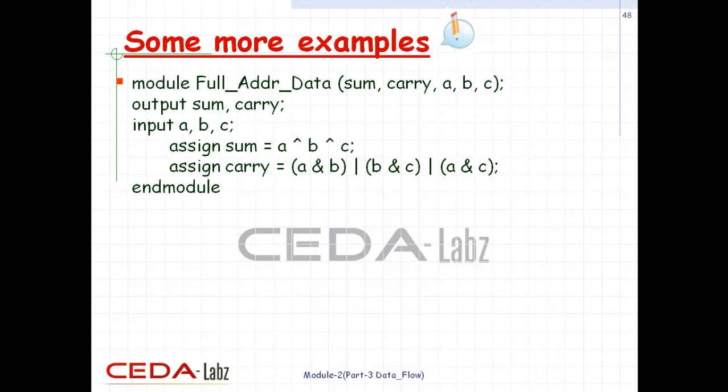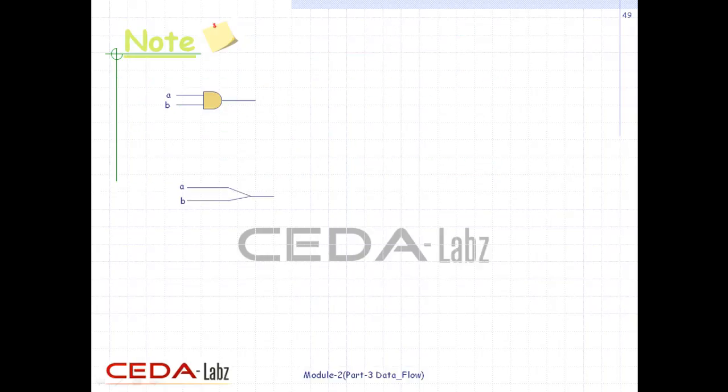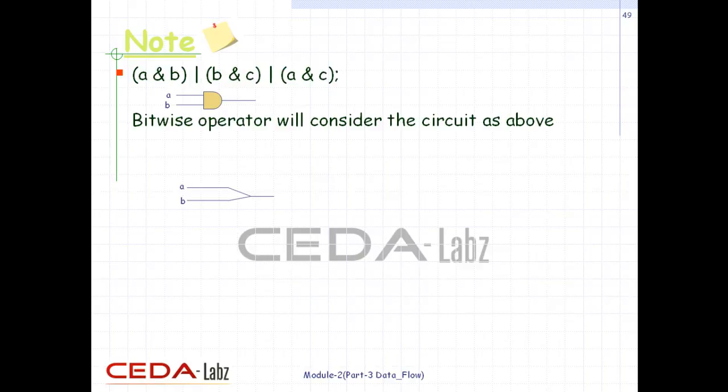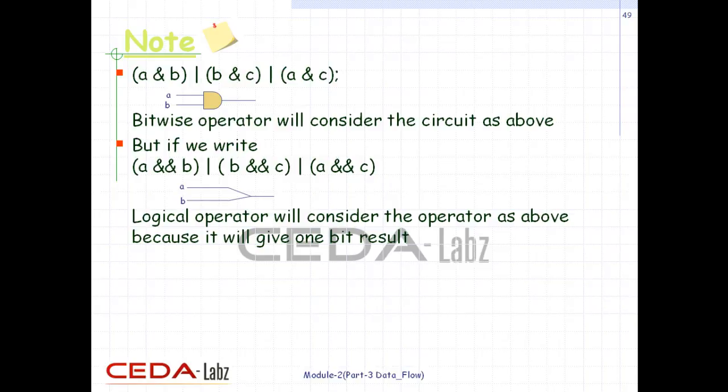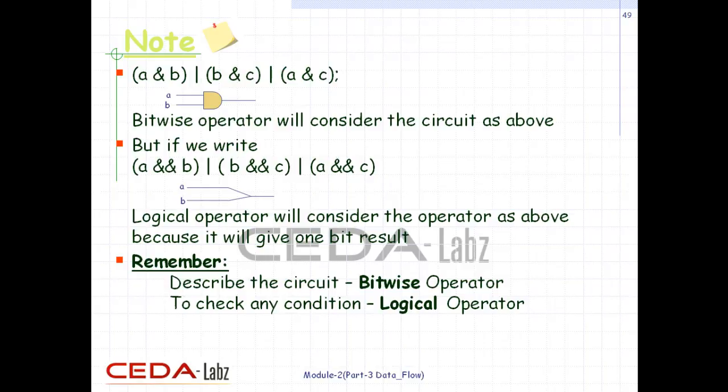It is easy to write code in data flow, as we only need to define the relationship of registers. Here is an important note. In the first figure, as you can see, the figure is formed when we are using bitwise operator. And on the other hand, logical operator will consider the circuit in this form, which is not expected. So we should use operators according to the circuit requirements. Always remember, when we want to describe any circuit, we should use bitwise operator, as bitwise operator performs bit-by-bit operation. And when we want to check any condition of a circuit, we should use logical operator.